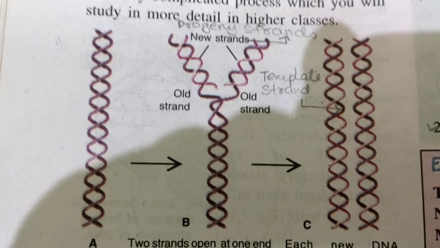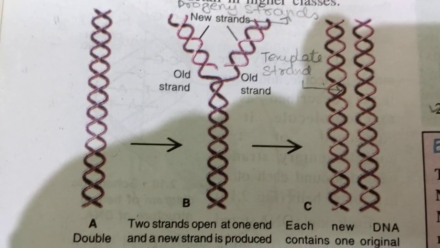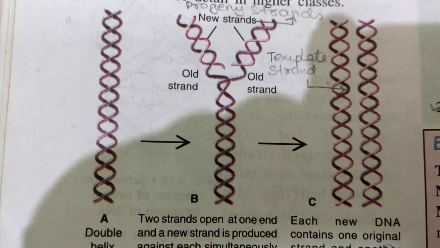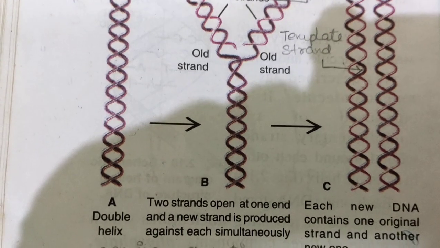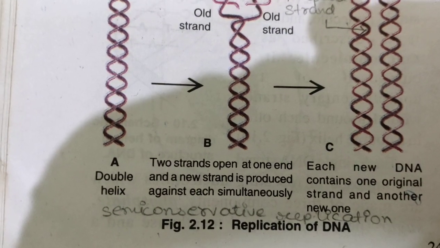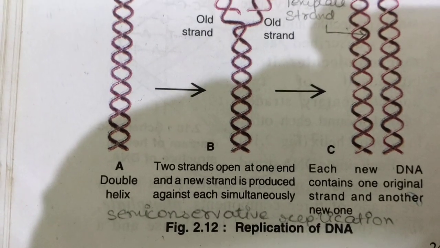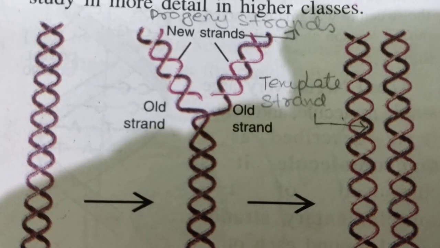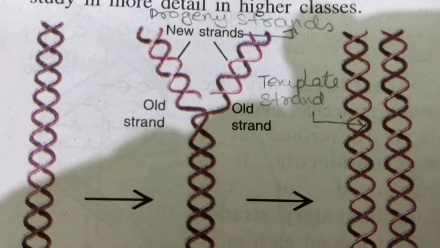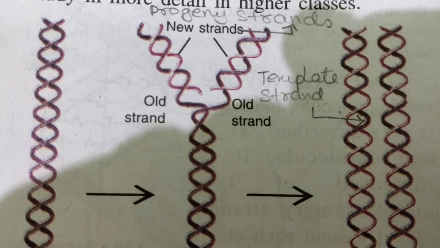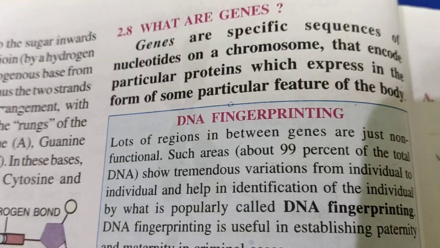Okay. Now, replication of DNA means formation of a new DNA from the pre-existing DNA. So, what is the process? The strands will open at one end, making two strands free, to which new strands will begin to form, as we can see in this diagram. I hope you can understand from this middle diagram that the two strands have opened and it is making the new strands. Clear?